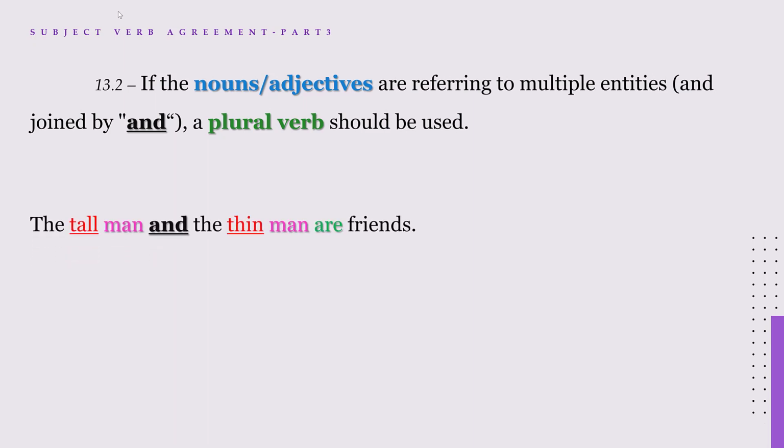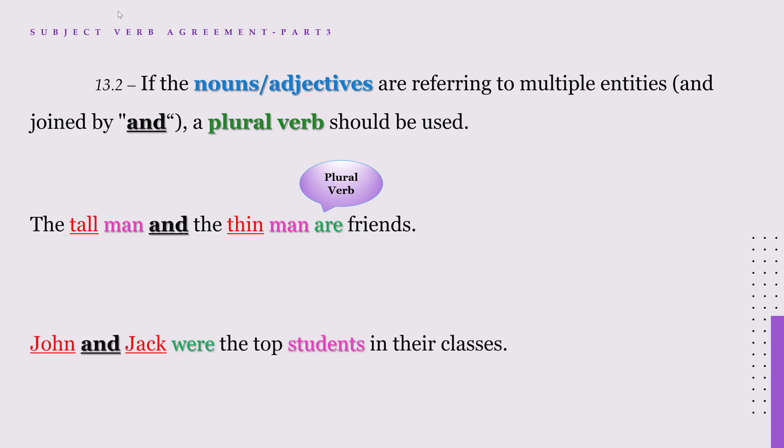The tall man and the thin man are friends. In this case, we have two individuals, the tall man and the thin man, so it takes a plural verb to maintain subject-verb agreement. Another example. John and Jack were the top students in their classes. In this sentence, John and Jack are two individuals, which is a compound subject, so it's treated as a plural subject and it takes the plural verb.